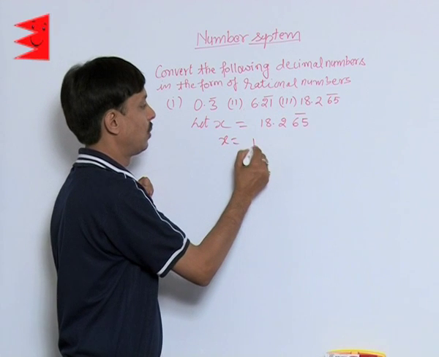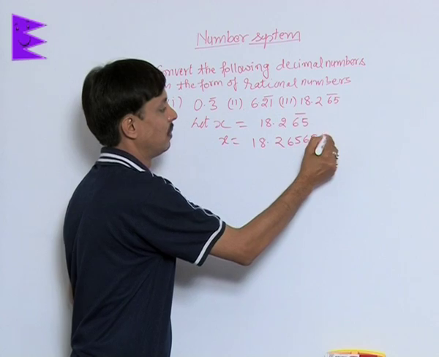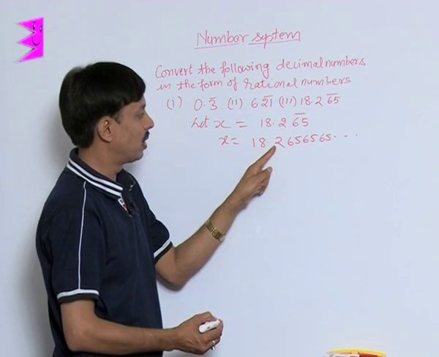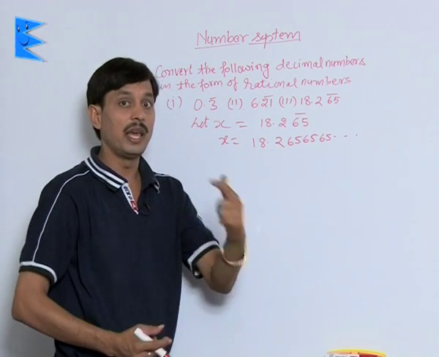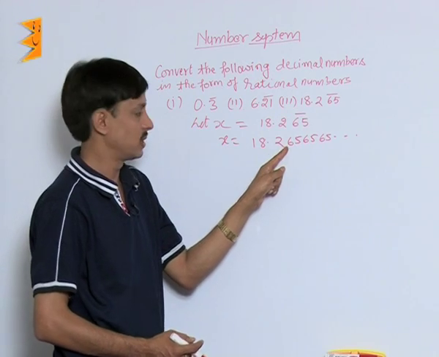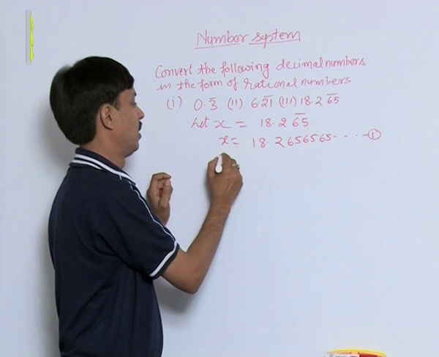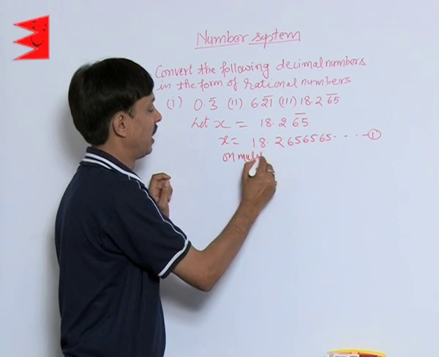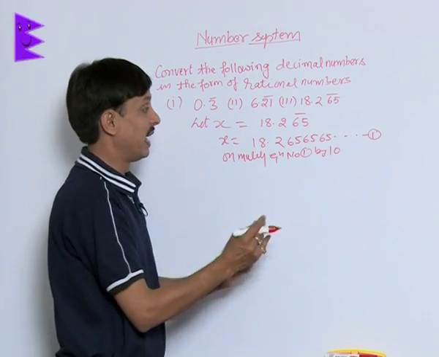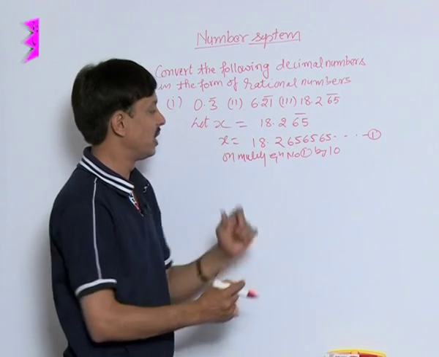First of all, you will have to write it as 18.2656565 dot dot dot. Here the decimal is before 2, but 2 is not repeating. So by any approach, first of all the decimal must reach before the first 6. What is the approach? We will multiply it by 10, on multiplying equation number 1 by 10. Why? To bring the decimal to the position where it is actually required.